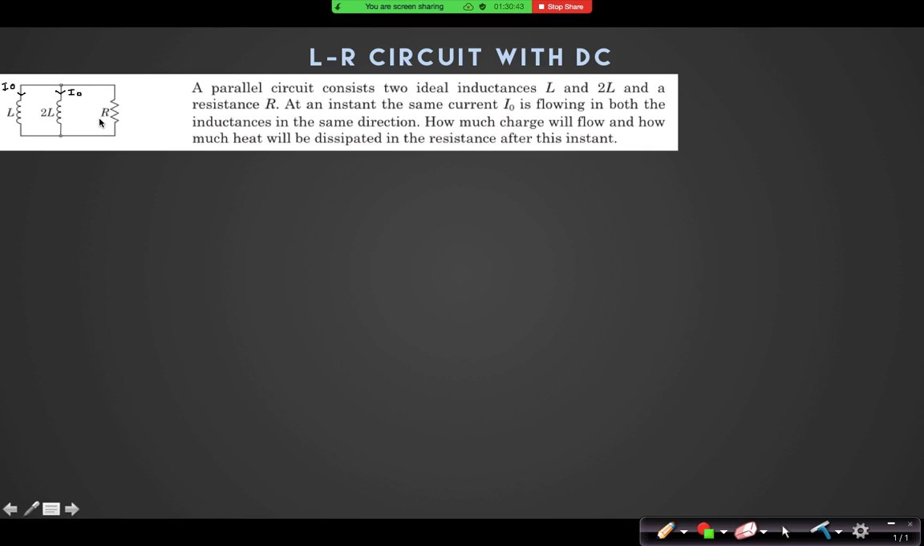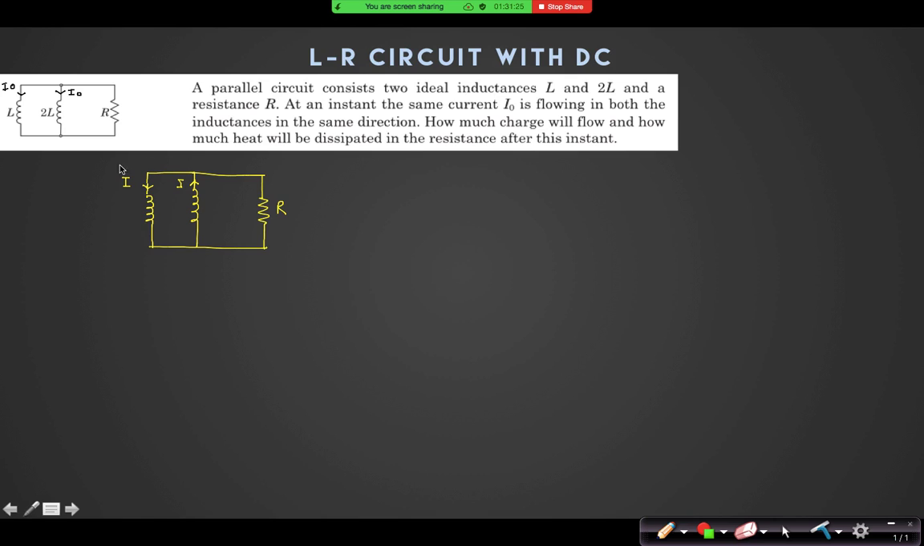Hmm. But does it mean that if this current is zero, both of the currents are zero? No. Final condition may be like this, that this branch is carrying current I and this branch is carrying minus I, so that the total current in this resistor is becoming zero. Yes or no? That is also possible. How do we know that what is happening?